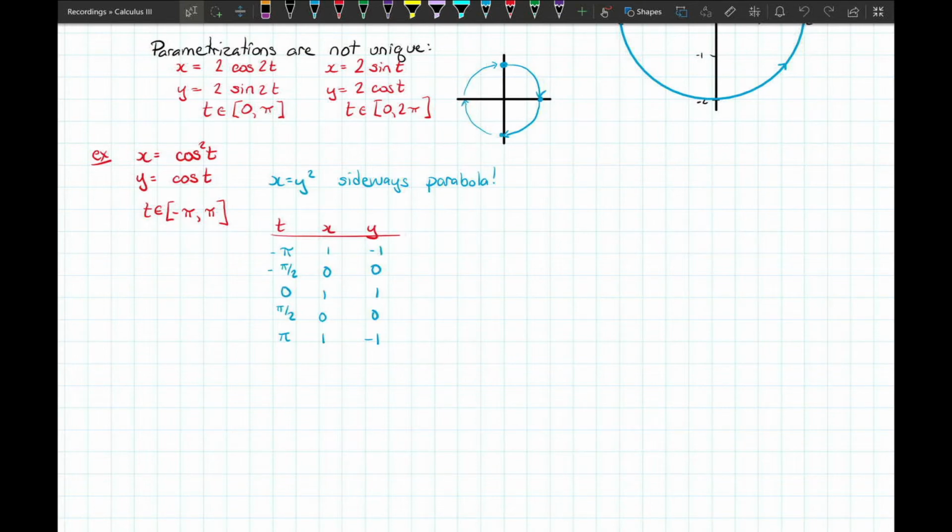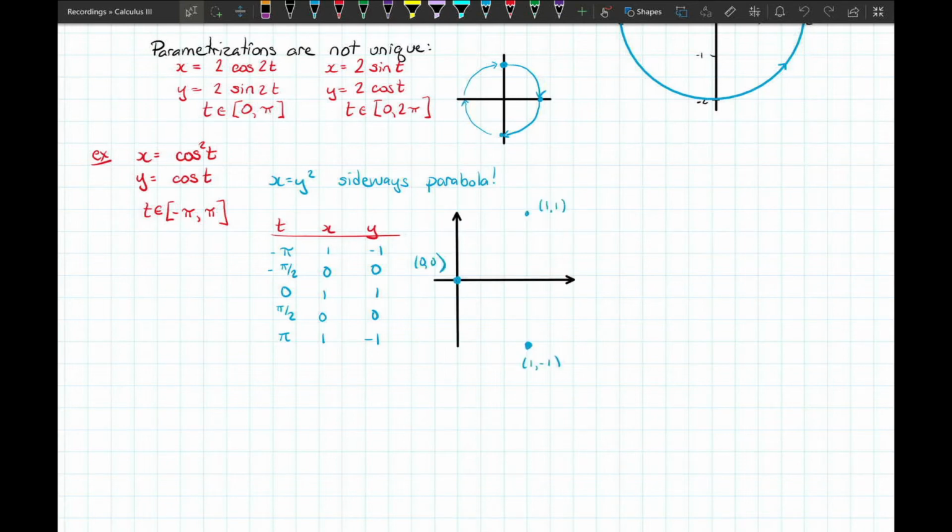When t is equal to negative pi over 2, x is equal to 0 and y is equal to 0. When t is equal to 0, we have the coordinates 1, 1. And when we reach t equals pi over 2, we've gone back to the same coordinate 0, 0. And when t equals pi, we've gone back to the initial coordinate 1, negative 1. So really, we only have 3 unique points from these 5 different values of t. Let's see if we can plot this curve now.